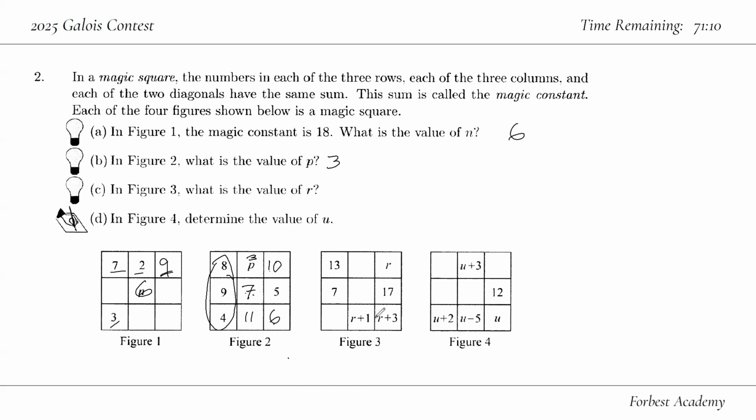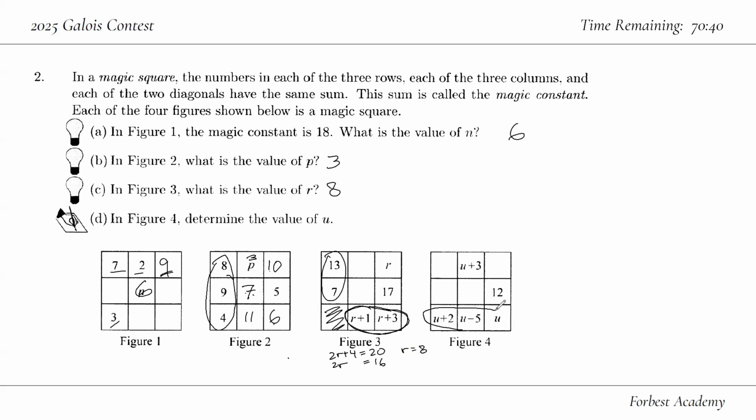Here we know that 20 has to add to the same number as 2r plus 4 to get the same number. So 2r plus 4 is 20, so 2r is 16, and r is equal to 8.